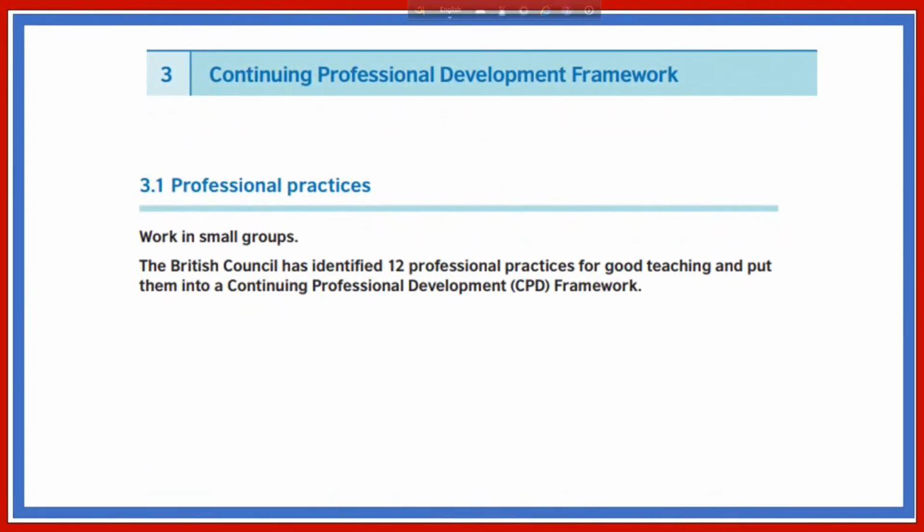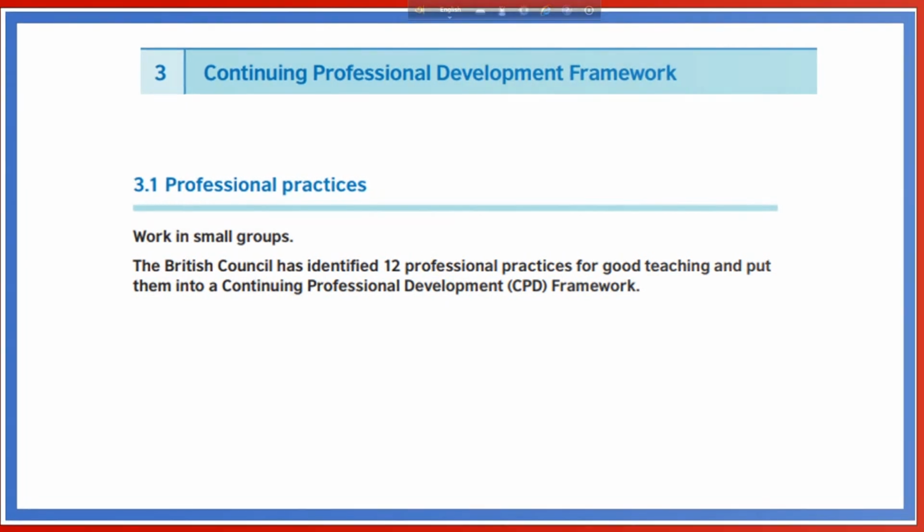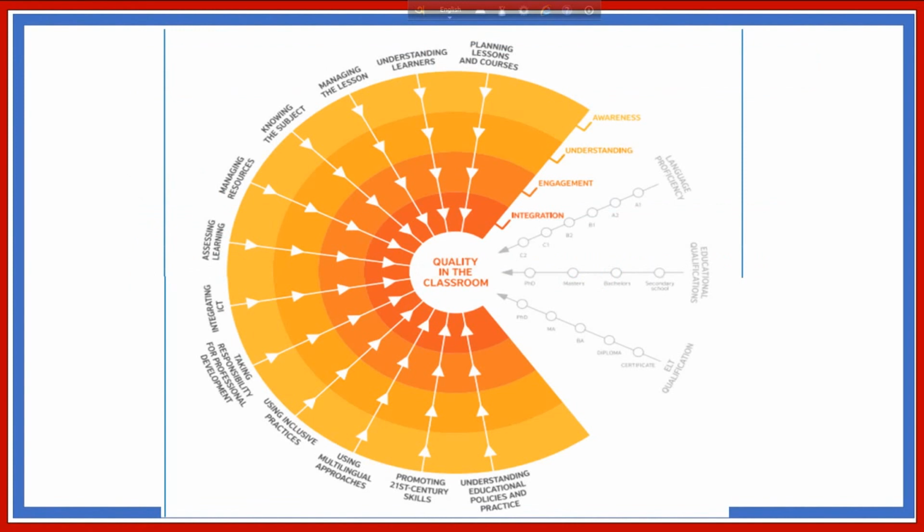And here is activity 2, continuing professional development framework. For this activity you have to pick up from our TMT manual, the CPD framework on pages 10 to 11, and work on professional development in small groups. The British Council has identified 12 professional practices for good teaching and put them into a continuing professional development CPD framework. What are they? They are planning lessons and courses. Planning is very much important. If we want to do something better, we need a good plan.